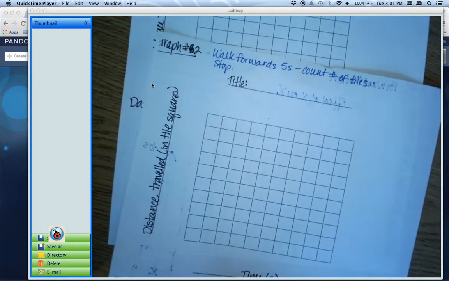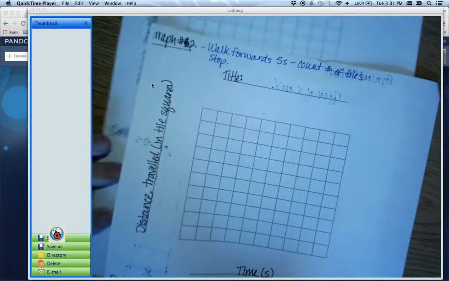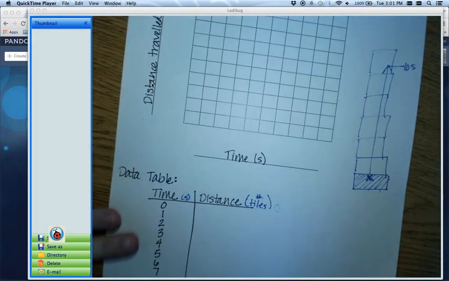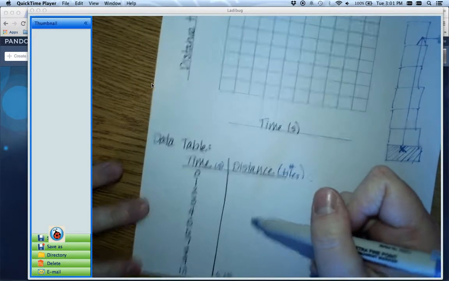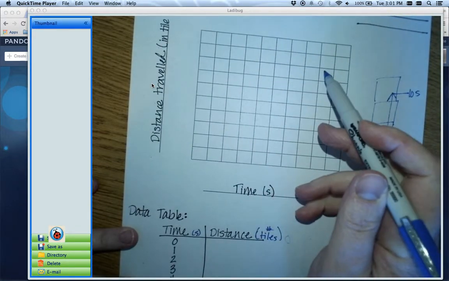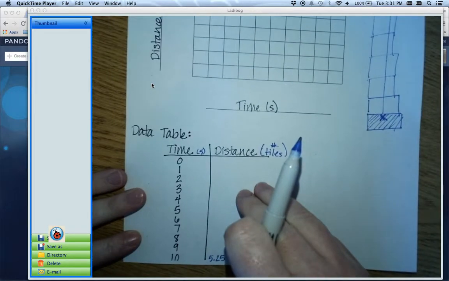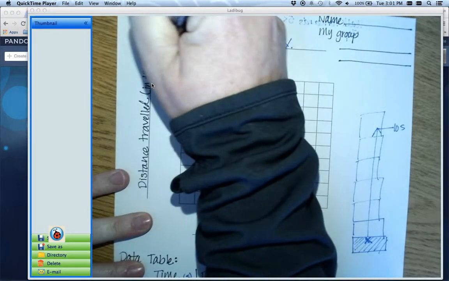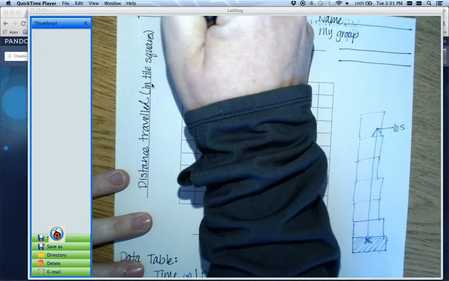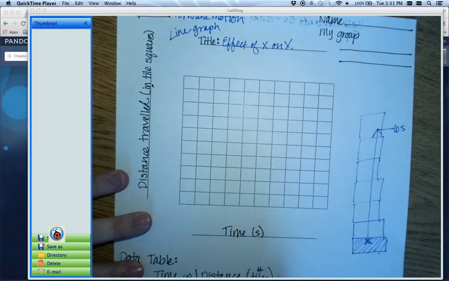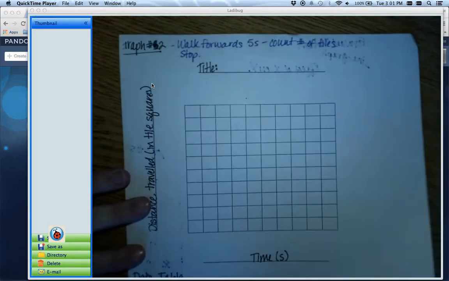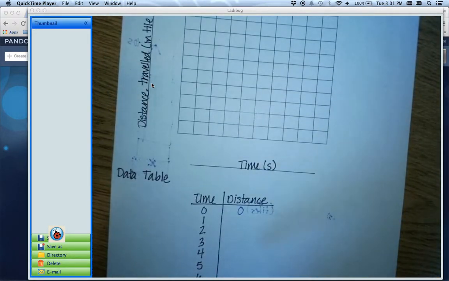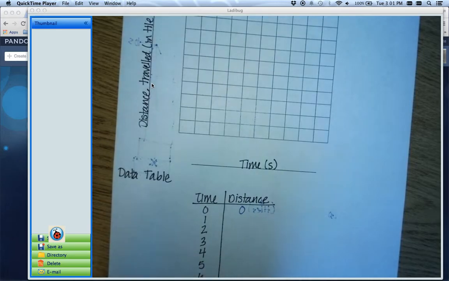Here's what I want you to do at that point in time. You have data down here, but you don't have a graph up top here. You're going to take the data that you have gathered and graph it. We are making a line graph. Same thing on the other one. Line graph, line graph. Once you get your data here, you're going to graph it.